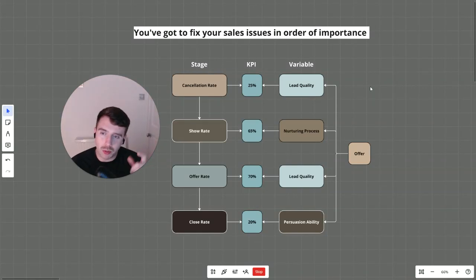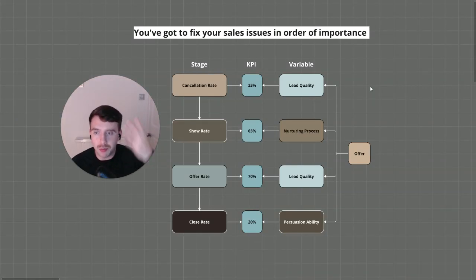When I'm looking at someone's sales process, the first four things I want to know are their cancellation rate, their show rate, their offer rate, and their close rate. And they need to be tracking all of these, ideally. Some people are not tracking them. A lot of people are not tracking, for example, offer rate. A lot of people will track like show rate, close rate, that kind of thing. But you need to, number one, be tracking all of them.